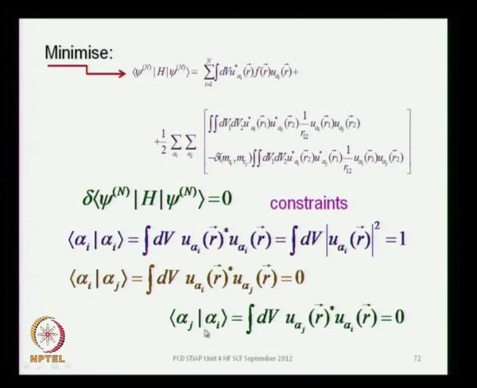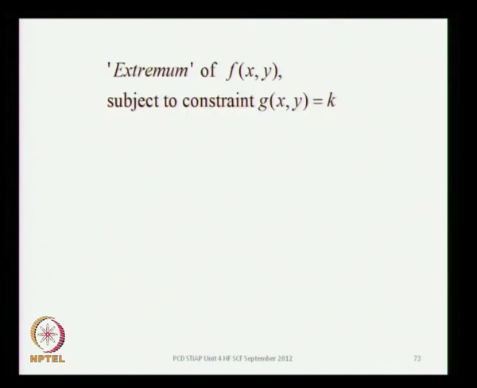So, you have to maintain alpha j alpha i equal to 0 and also alpha i alpha j equal to 0. Because when you are carrying out the variation, it is possible to carry out the variation in the real part and the imaginary part separately, right. So, your constraints must include all of these relations. So, this is now a problem in variational calculus, something that you would have done in your undergraduate mathematics course. How do you do that?